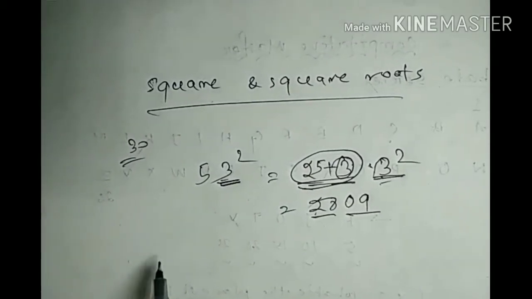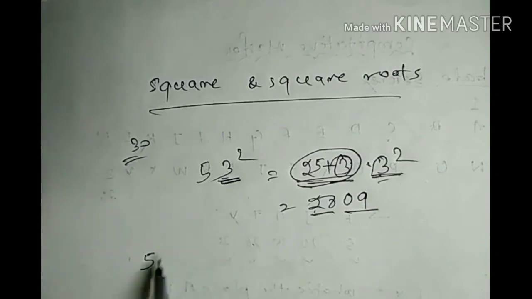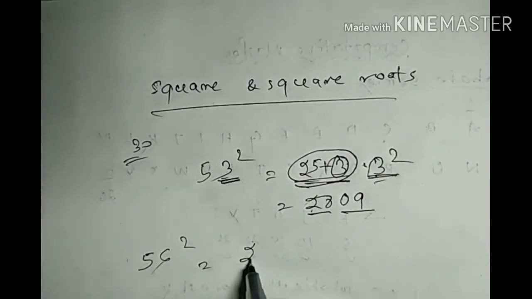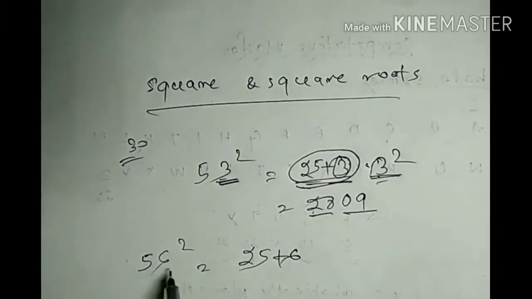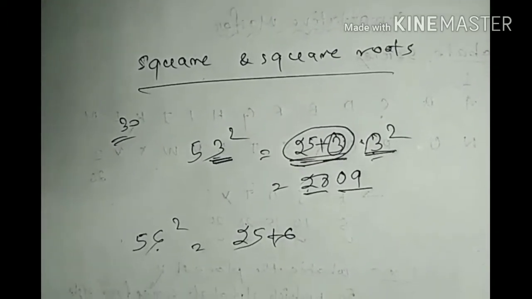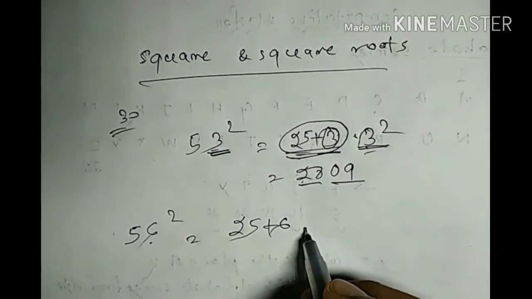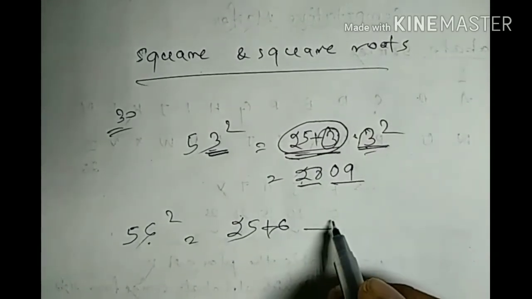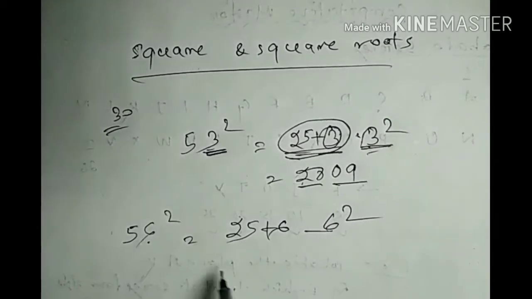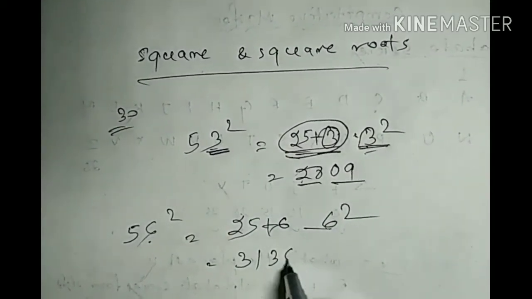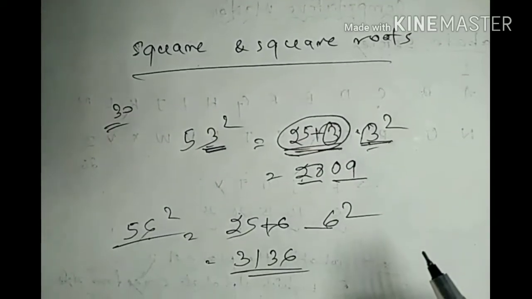Then another example, 56 square. Here we add 25 plus 6 because the number exceeds 50 by 6. The second two places come from the square of 6. So here 31 and 6 square is 36. It is the square of 56.